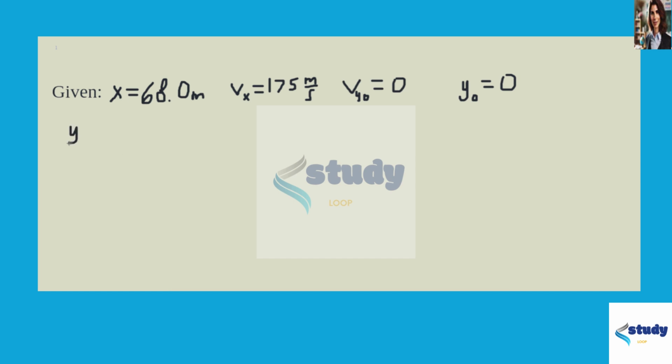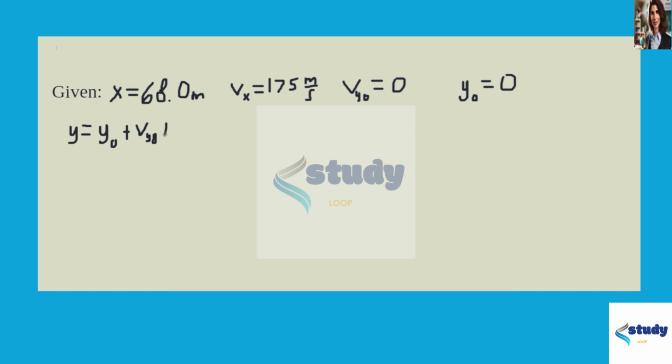Okay, so I wrote down what we were given here, both directly and indirectly. The distance, which I write as x, to the target is 68 meters. The velocity in the x direction, since the hunter fires in the direction of the target, is 175 meters per second. There's no velocity in the y direction because he shoots directly at the target. And we're going to assume that the target, which is at the same level as the barrel of the gun, is our starting point for y. That's y sub 0, and we're going to call that 0, at the origin.